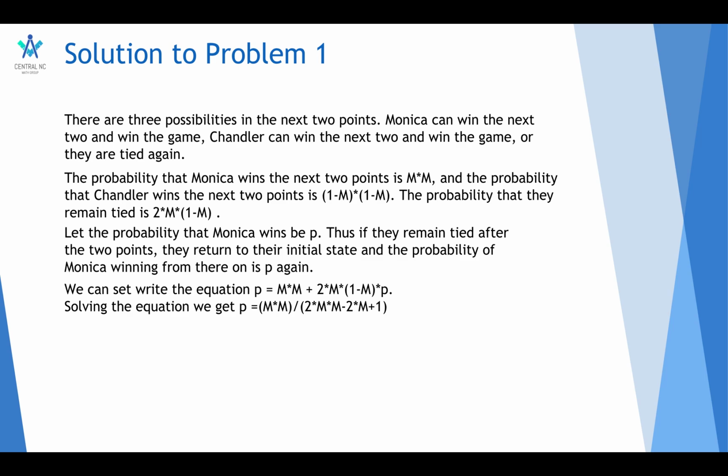And of course, the third possibility is Chandler gets the next 2 points, but in that case, Monica loses, so we don't consider it in the sum. And from this equation, you can solve for p and get that p equals m squared over (2m squared minus 2m plus 1).